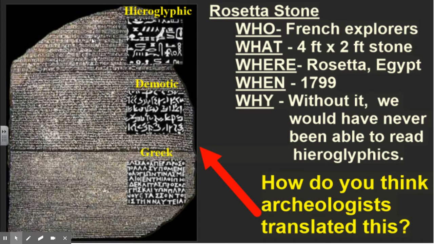Where, again, we talked about, basically, it's in Rosetta, Egypt. The when is about 1799, and the why in the translation is what we're going to get into now. Okay, why is it important? Very simply put, without it, we would never have been able to read Egyptian hieroglyphics at all. Obviously, hieroglyphics had been kind of a dead language for many, many years. So there wasn't a couple of people still around that could say, "Oh yeah, I know what it means." There just wasn't.